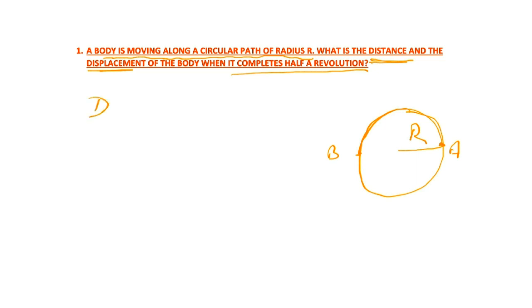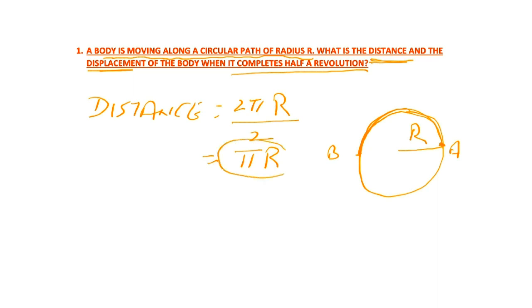We know that distance is the actual path covered by the body. Now, the actual path covered by the body is the perimeter of the half circle. We know that the circumference of the circle is 2 pi r, but it sweeps half a circle, so it becomes 2 pi r upon 2, which becomes pi r. So the distance of the body is pi r.